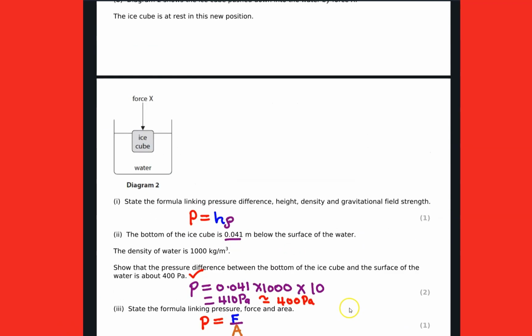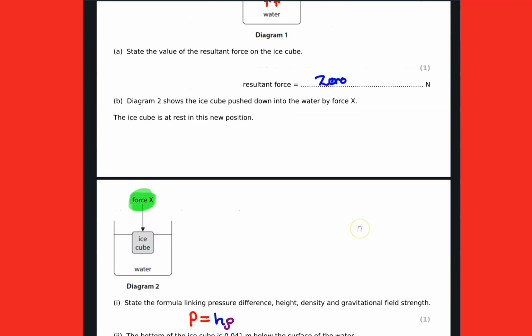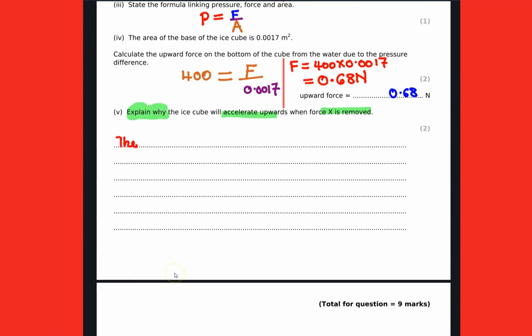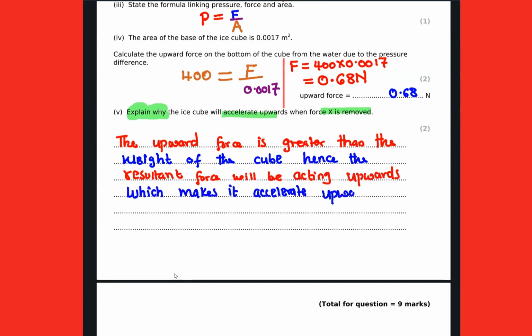Explain, let's move down here. Explain why the ice cube will accelerate upwards when force X is removed. When force X is removed, then the upthrust force will be greater than the weight. Then the resultant force will be acting upwards, and that's why we are supposed to state there. The upward force is greater than the weight of the cube, hence the resultant force will be acting upward, hence it will accelerate upward. Those are the reasons.